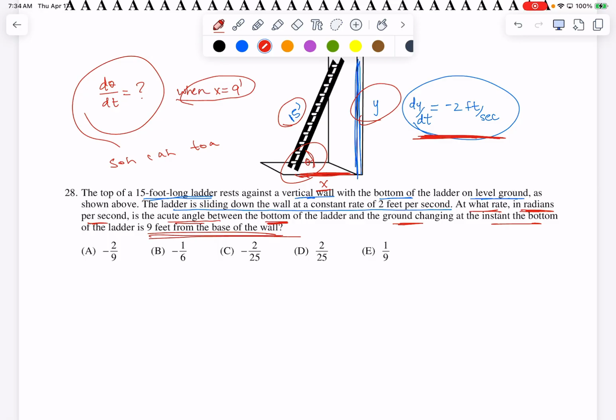The first one? The first one. I'd use sine, opposite over hypotenuse. The reason I want to use the one with the hypotenuse is because you know the hypotenuse is 15, and it never changes, so you can plug it in. So sine of theta is equal to y over 15. Why can I plug in the 15? It's constant. Now, take the derivative.